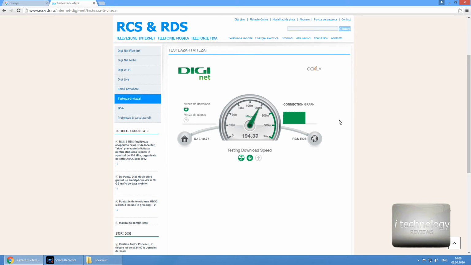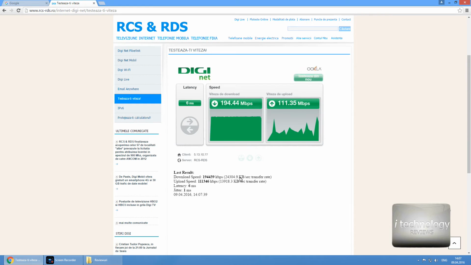So this is very impressive at Fiberlink 300. Okay, at the download speed we have 194 megabits per second. So you've got to divide by 8, 194, and you will obtain 24 megabytes per second. It's the middle of the day, and we have 24 megabytes per second.